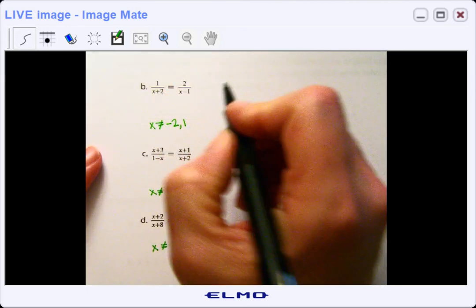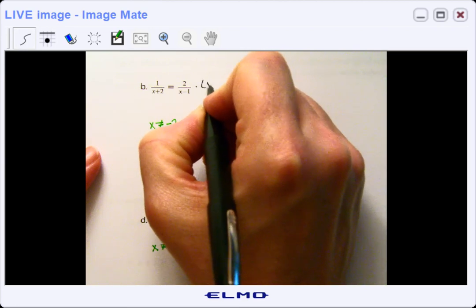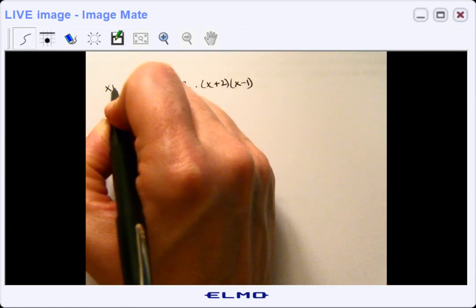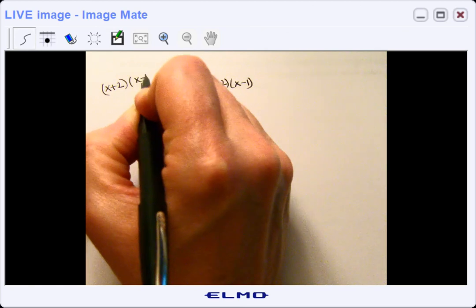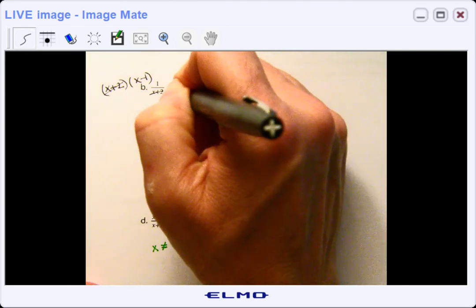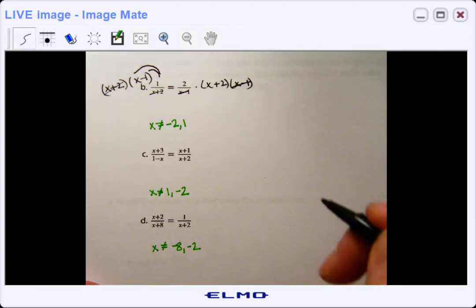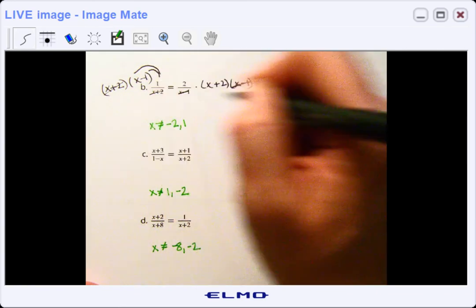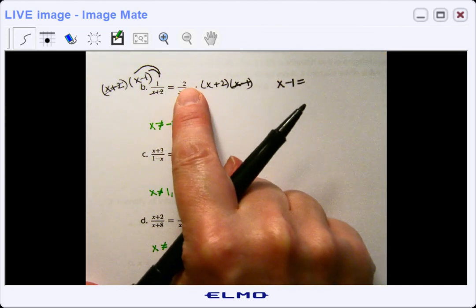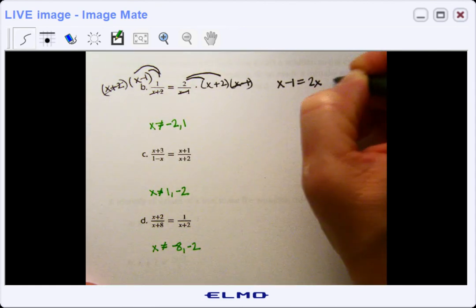So on B, we're going to start by multiplying both sides of the equation by x plus 2 times x minus 1, on both sides. Okay, so on the left side, that eliminates the x plus 2's. On the right side, it eliminates the x minus 1's. And I'm going to go ahead and distribute. So for the left, we get x minus 1 after we're just distributing a 1. And then that equals 2 times x plus 2 times 2, so 2x plus 4.